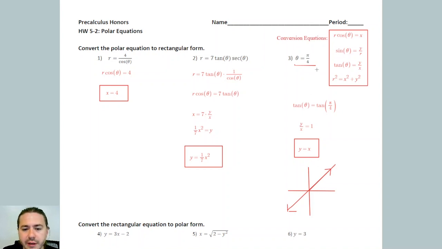One thing to keep in mind here is that the graph of theta equals pi over 4 does go in both directions. It doesn't just go in the direction of pi over 4, because we have to consider the fact that there are negative r values, which would be sort of away from pi over 4. So when we get to the graphing, we'll probably talk about that a little bit more.